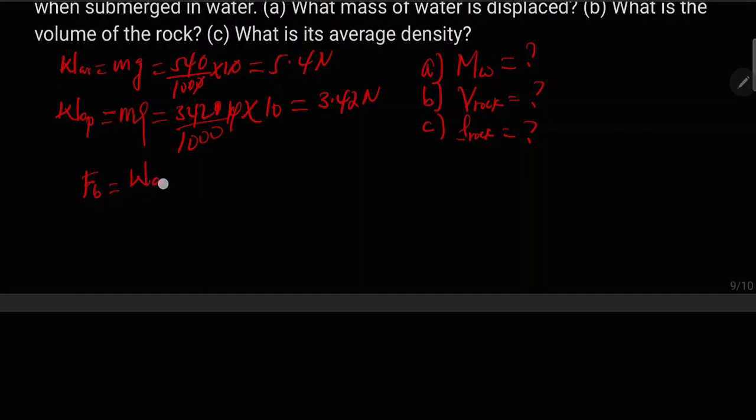weight of the object in air minus weight of the object in water. Then buoyancy force is equals to apparent weight ስንት ነው? 5.4 Newton minus 3.42 Newton. Then buoyancy force is equals to 5.4 minus 3.42, 1.98 Newton.